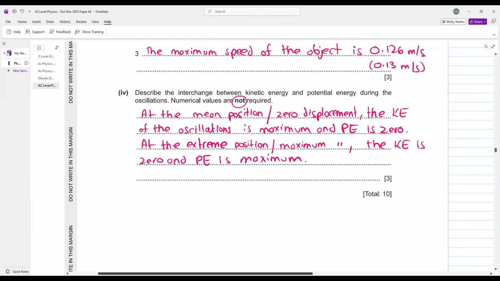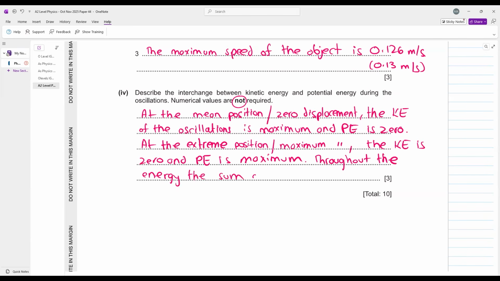Simple. What will you further say? Throughout the journey, the sum of kinetic plus potential energy remains constant. Simple. Let's move ahead.